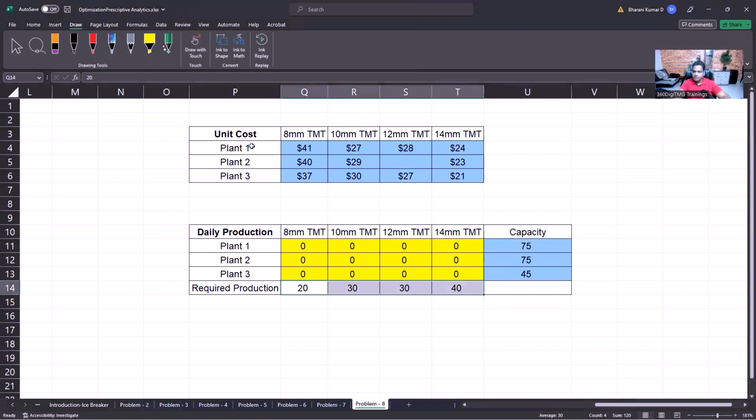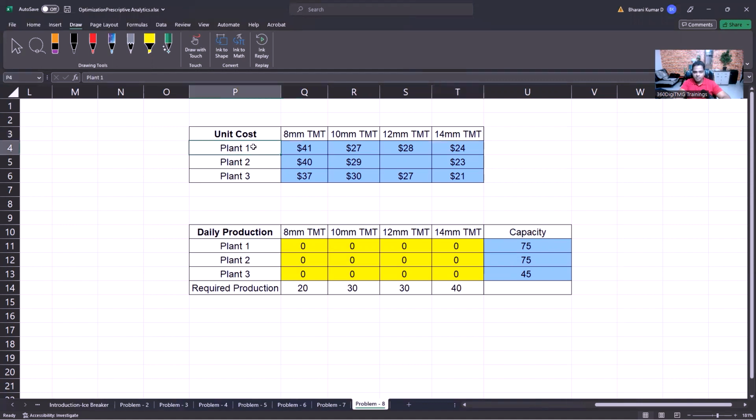Say there is a client who specializes in steel rods manufacturing. And they have, say, 3 manufacturing plants. And they also have 4 different products. One is 8 mm TMT rod, another is 10 mm TMT rod, third one is 12 mm TMT rod, and the fourth one is 14 mm TMT rod. And the price per unit is also provided.